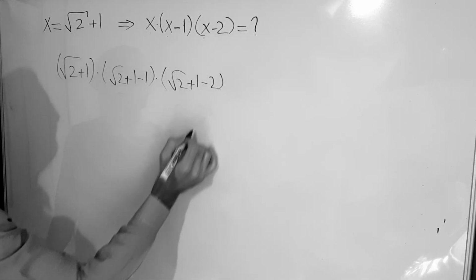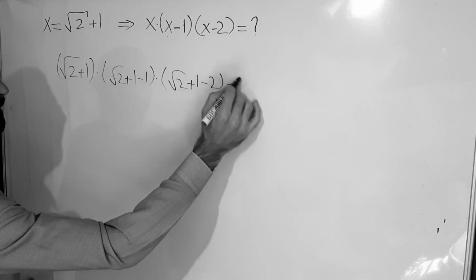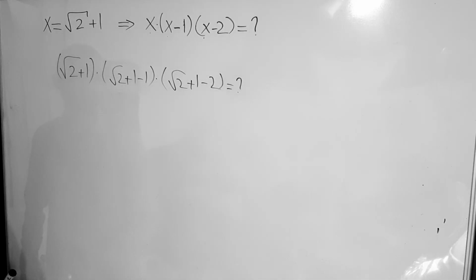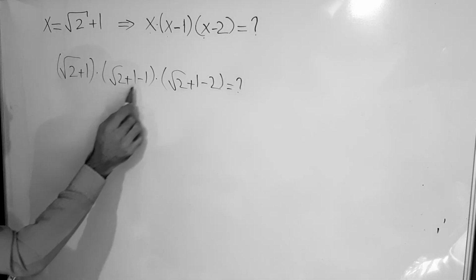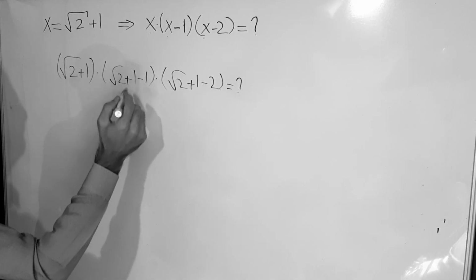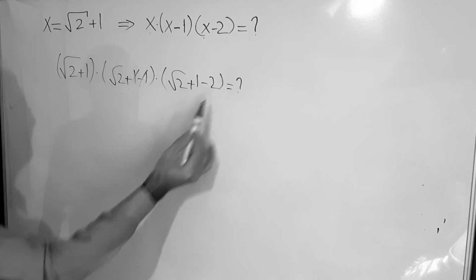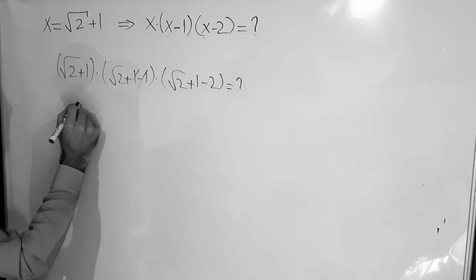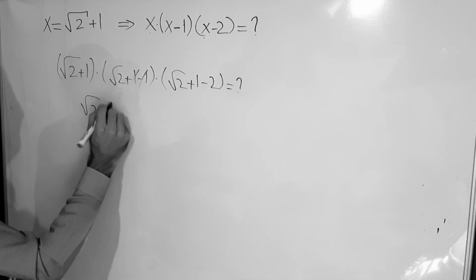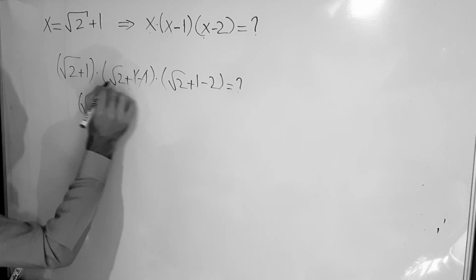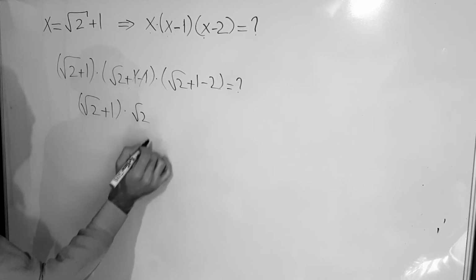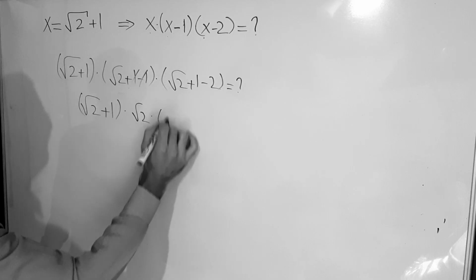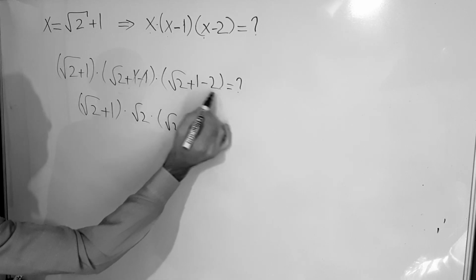Now let's simplify what's inside the parentheses. In the second term, the positive 1 and negative 1 cancel each other out, leaving us with just square root of 2. In the third term, 1 minus 2 gives us negative 1, so we have square root of 2 minus 1. This looks much better. We now have the quantity square root of 2 plus 1 times square root of 2 times square root of 2 minus 1.